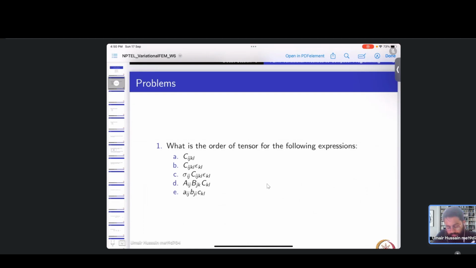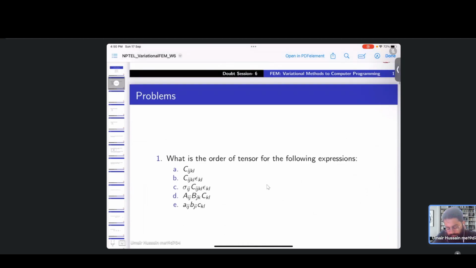So remember that in the index notation, we have two types of index. First is the free index and second is the dummy index. Out of the two, the free index is the one that represents the order of tensor. So we need to determine the free indices, and the number of free indices would tell us the order of tensor. So first one we have Cijkl.